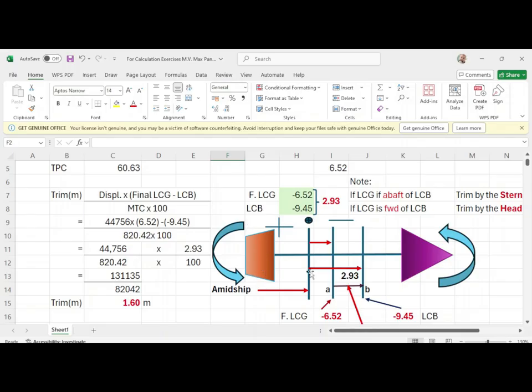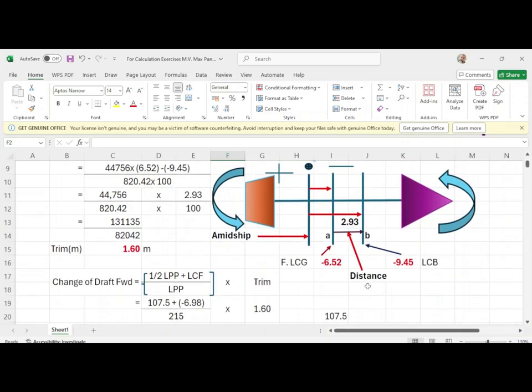Okay, so take note. It's like a pendulum, or like a swing. So when this rises up, this will go down. In this case, the forward part is rising up and the up part is going down because your final LCG is above of LCB, meaning above is behind this LCB. I hope that's clear.